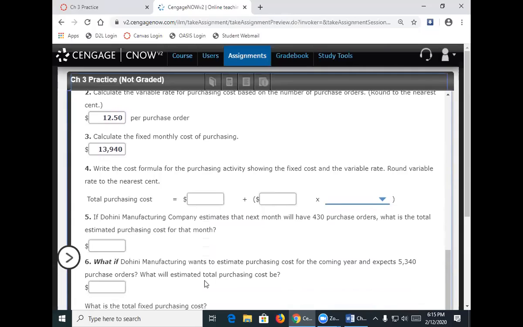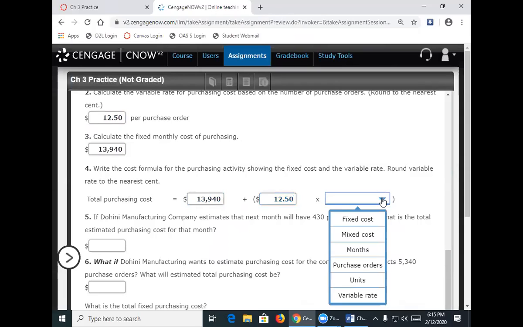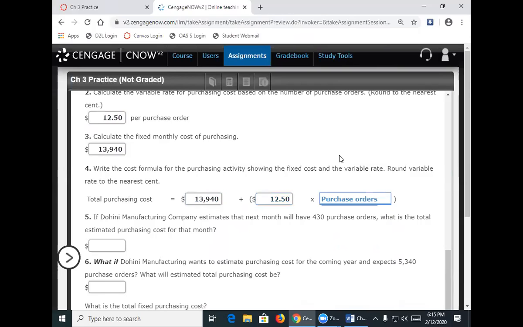So on part 4, it says write the cost formula for the activity showing the fixed cost and the variable rate. So total purchasing cost equals fixed cost, which is $13,940, plus our cost per unit of $12.50 times purchase orders, or number of purchase orders. So the cool thing now, once I have that cost formula, I use my high-low method to find my unit variable cost and my total fixed cost. I can now use that cost function to determine costs at any level of production. So that's kind of our goal here.